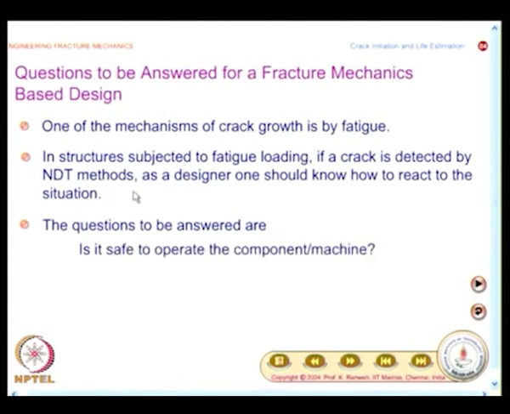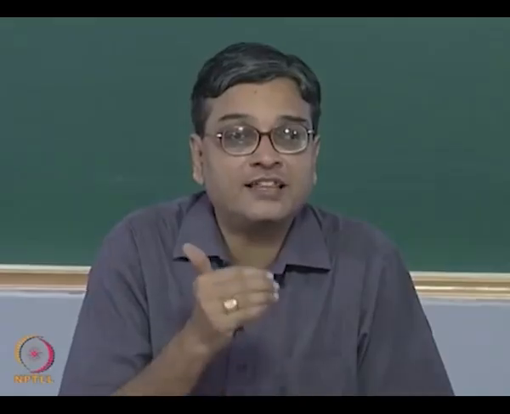So, in the fracture mechanics scenario, if I have a fatigue crack growing, suppose you have an NDT method which detects the crack, as a designer, how should one react to the situation? Is it that you get alarmed, a crack is seen, so discard the specimen, discard the structure, or you do corrective measures, and this has to be based on scientific advice. You can't have a random judgment.